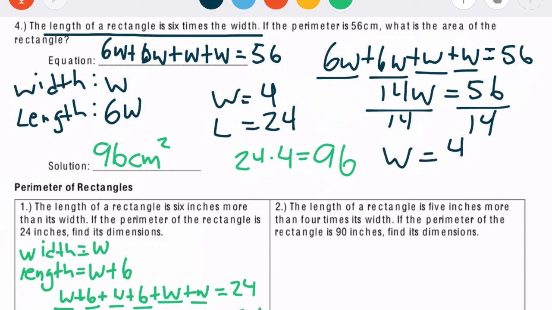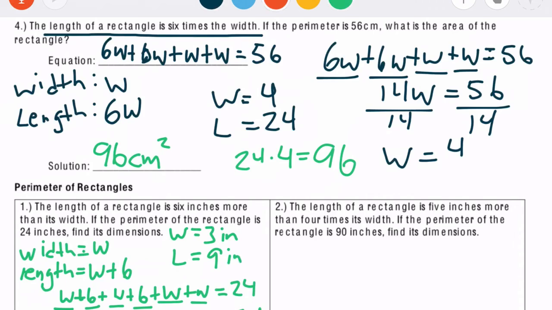It looks like I'm going to run out of room. 4W equals 12, and then we just need to divide both sides by 4. So the width is going to be 3 inches, and the length is W plus 6. So if W is 3, 3 plus 6 is 9 inches for the length.